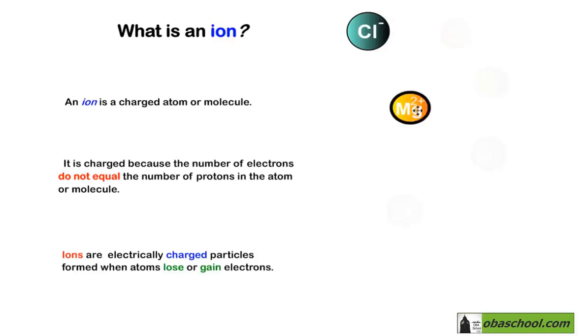As for the magnesium ion, Mg2+, it has a positive charge. Now, did Mg lose or gain electrons? It has a positive charge, and the charge of an electron is negative. So Mg did not gain, but lost electrons. And it actually lost 2 electrons because the charge is 2+.